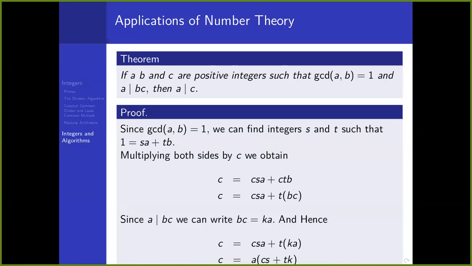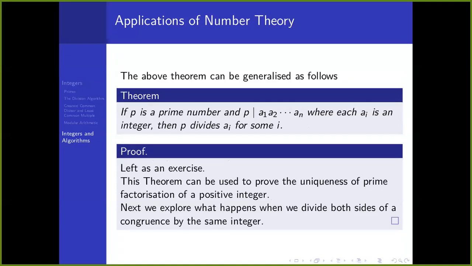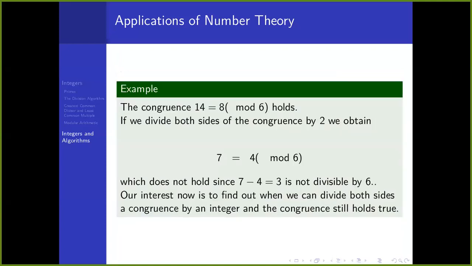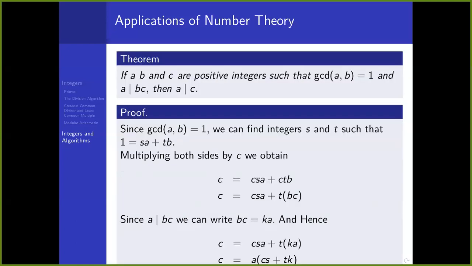So here is another theorem that we will do. I think this might be the last, probably the second last theorem we shall do. So the theorem says the following: if A, B, and C are positive integers such that their greatest common divisor, the GCD of A and B, is equal to 1, and A divides the product of B and C, then A must divide C.